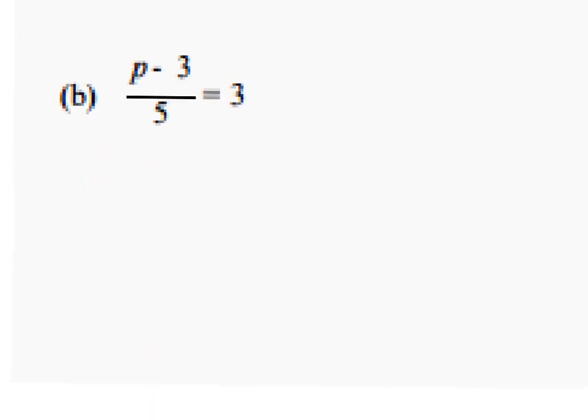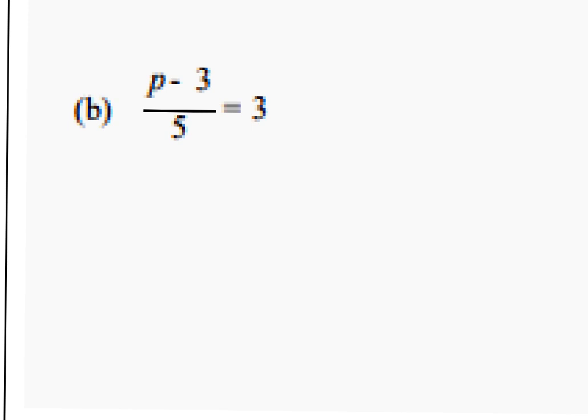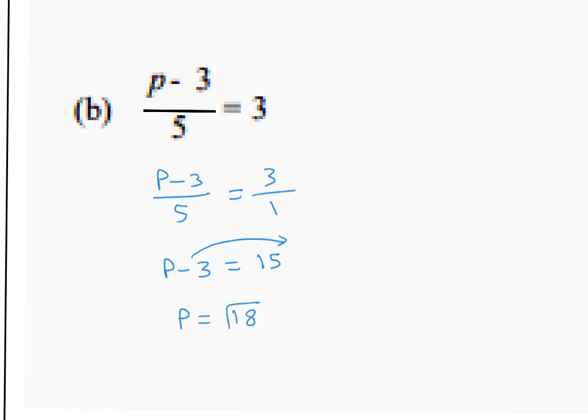What about if we have an equation like this? If you have a fraction, b minus 3 over 5 equals 3. To remove the fraction, multiply both sides by 5, or cross multiply. So b minus 3 times 1 equals 3 times 5. So b minus 3 equals 15. Now negative 3 goes to the other side as positive. So b equals 15 plus 3, which is 18.